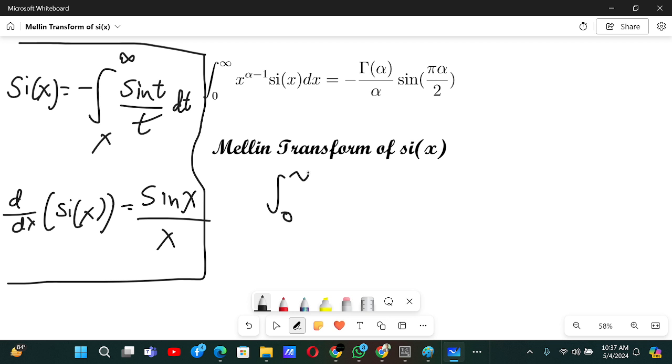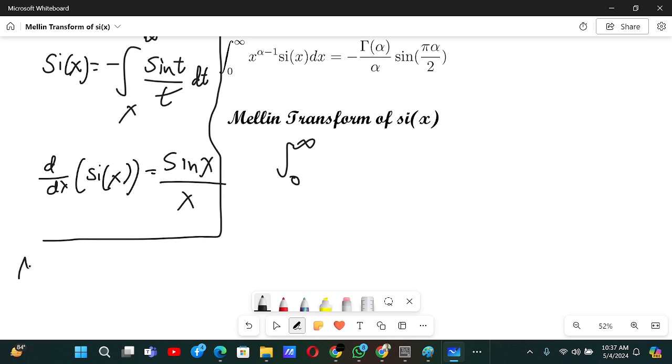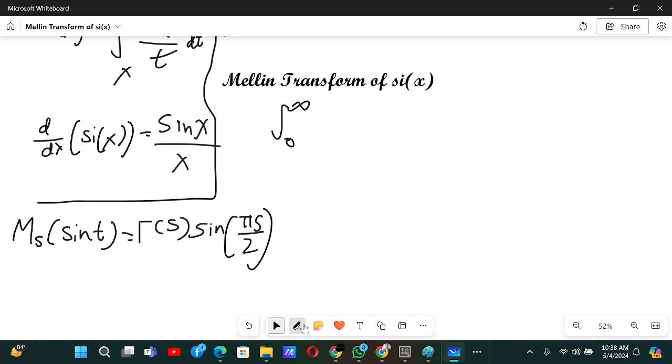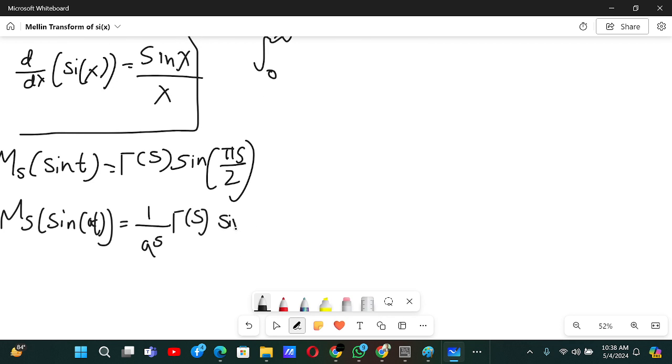Integral from 0 to infinity. Also, please know the Mellin transform of sine function. I do hope most of you know it. The Mellin transform of sine of t is just gamma of s sine pi s by 2. Similarly, the Mellin transform of sine at is just 1 by a to the power s gamma of s sine pi s by 2.